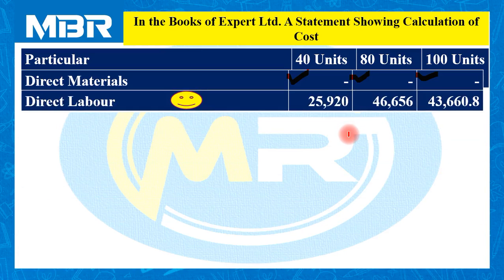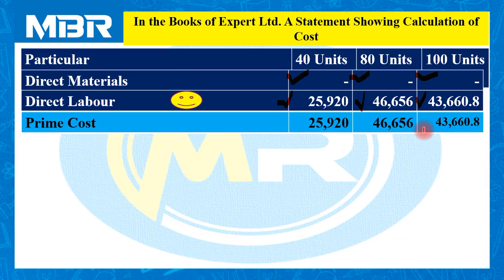Direct labor. As per our calculation, the direct labor cost for 40 units is 25,920, for 80 units 46,656, and for 100 units of production 43,660.8. So the total is a prime cost, because other direct expenses are also not given.